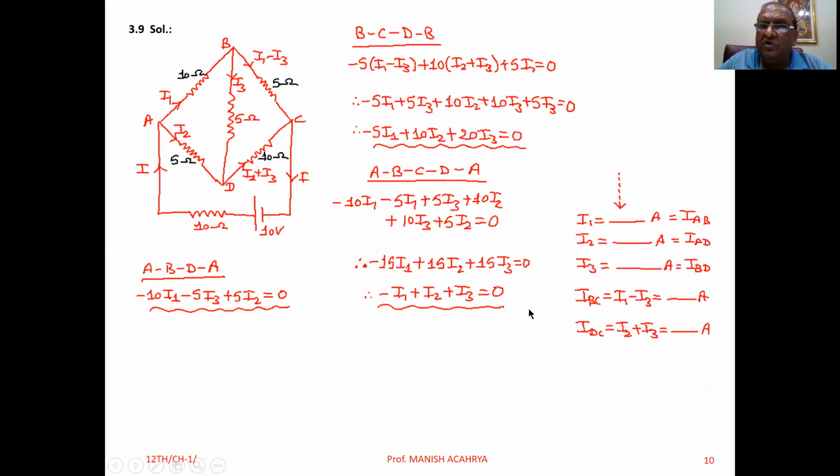Now solve these three equations by elimination method and then find out I1, I2, I3. So I1, I2, I3 are the currents in branch AB, AD and BD. Then current through BC, that is I1 minus I3. Once you have I1 and I3, then you will get this one also. Then current through branch DC, that is I2 plus I3. Once I2 and I3 are calculated, you will get current in the branch DC also. Clear to all of you?